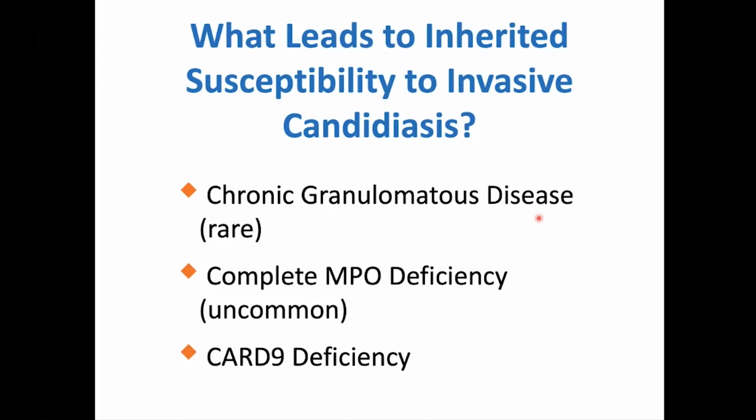In addition, complete MPO deficiency is an uncommon etiology for invasive candidiasis, typically in the setting of a second hit such as diabetes. And more recently, an important disease to cover briefly is carnitine deficiency, which you all need to be aware of when you see a patient with any unusual invasive fungal infection, but especially when it comes to Candida in the CNS and in other areas, as I'll show you in just a minute.